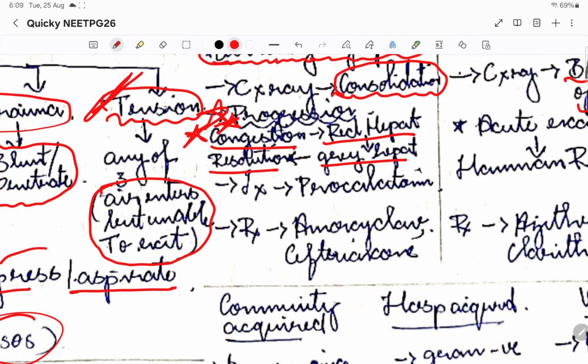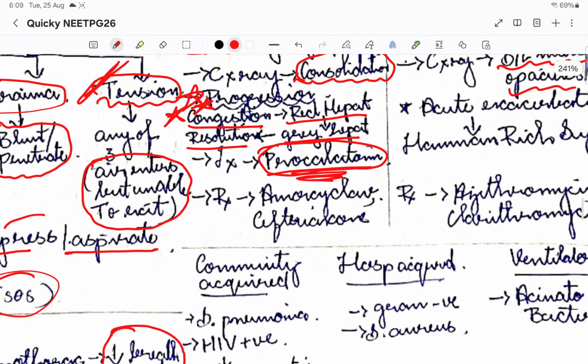Then the investigation will be procalcitonin, because it is an infection, right? So procalcitonin to determine the bacterial infection, whether it is a bacterial infection that is happening. So that is how we do the investigation. Then the basic OPD management is amoxiclav. That is what we give for OPD management of typical pneumonia.